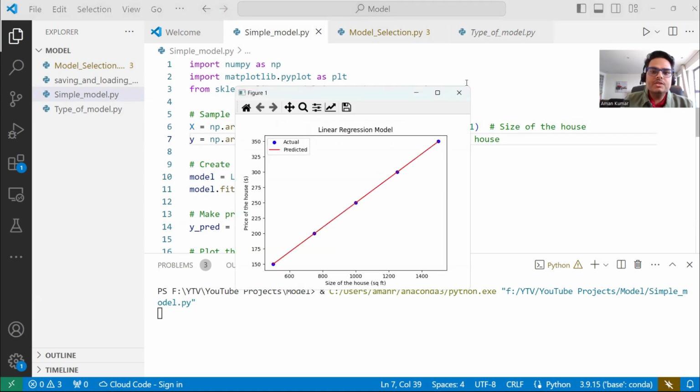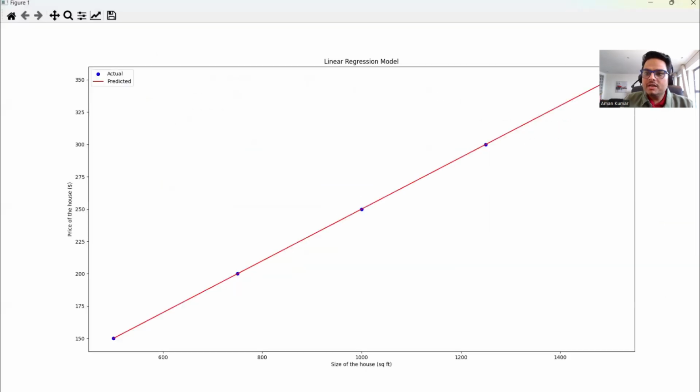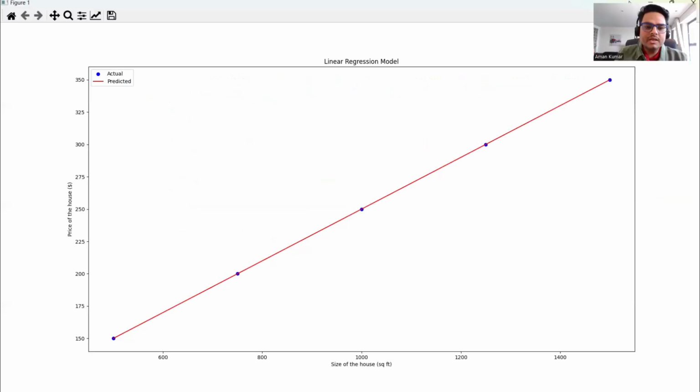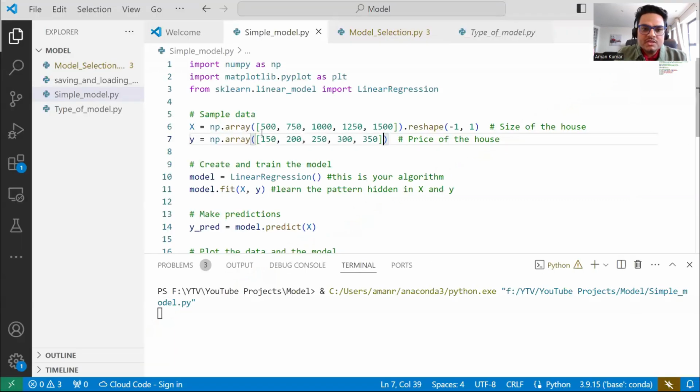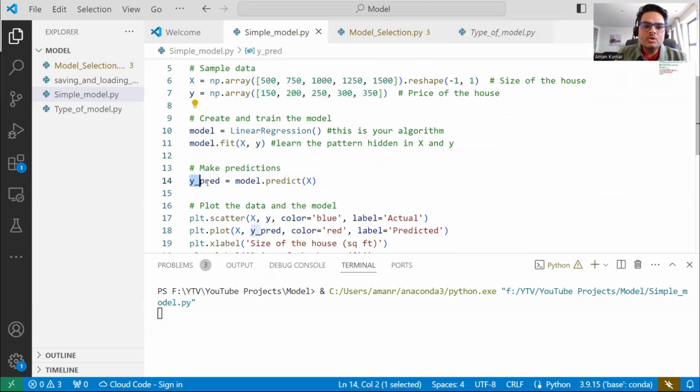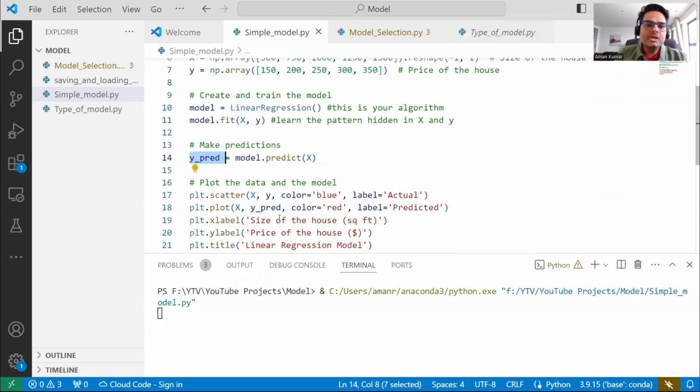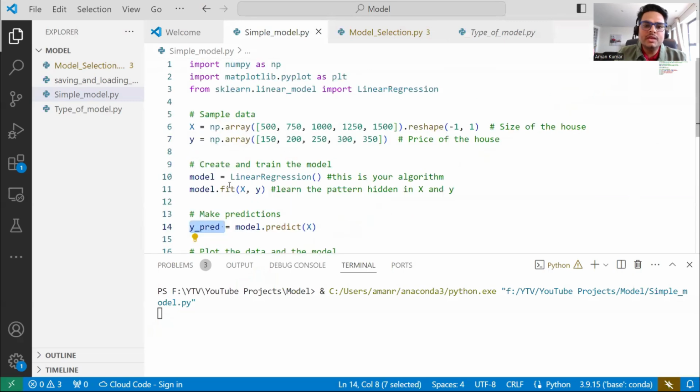If you see this chart, what is happening here is, on the x-axis you have size of the house, on the y-axis you have price of the house. These blue dots are the actual values, and the red line is the predicted value. So actual values means these values. And predicted value means whatever is the output of y_pred. So if I go and print y_pred, you will see that the same values will get printed: 150, 200, 250, 300, 350.